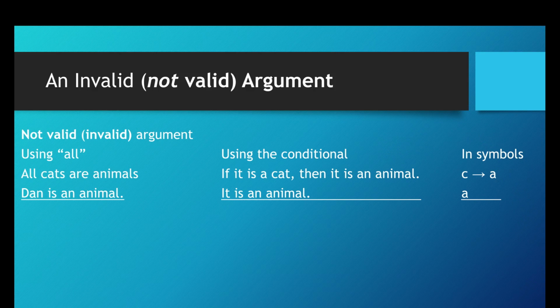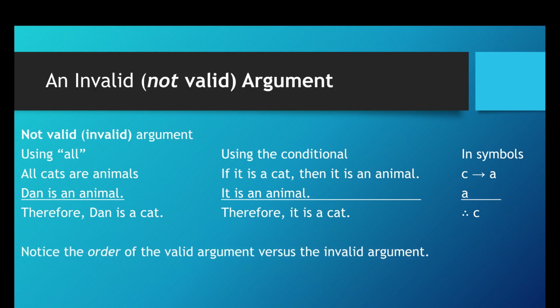So right now, remember how you write therefore in symbols? And think about what you would put for your conclusion. Therefore, Dan is a cat. Therefore, it is a cat. And therefore means 3 dots and then C for cat. This argument is not valid, or invalid. And I want you to look at the order here to see if you can see why. This one goes C, arrow A, therefore C.